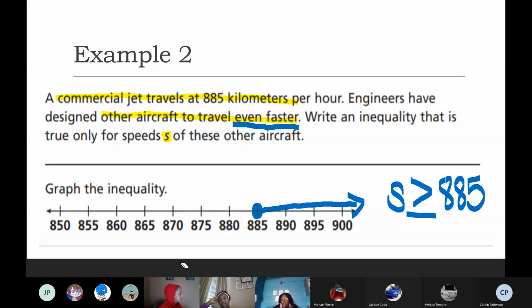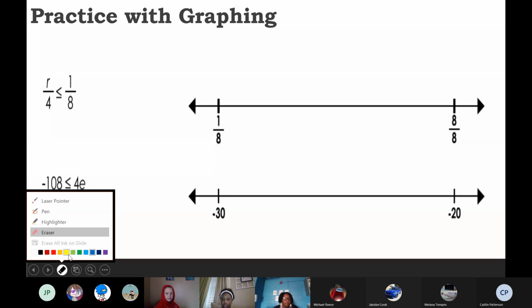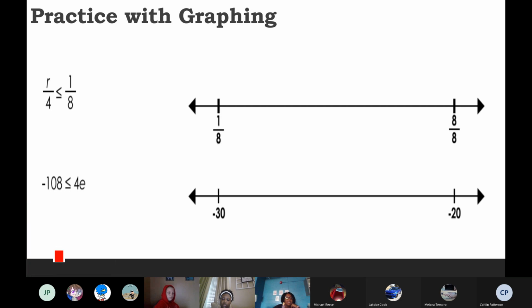All right. So as we're moving on today, we're going to do some more practice with graphing. If you would please write these down as examples 5 and 6 today.